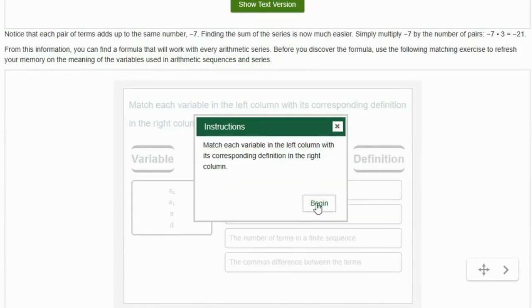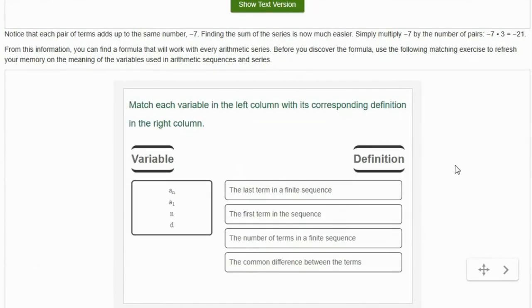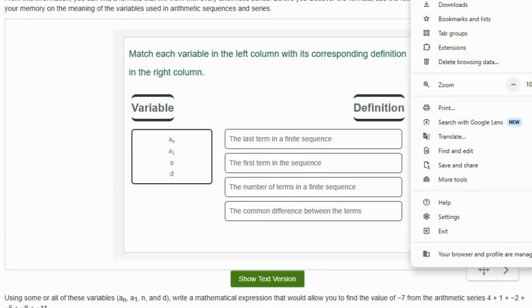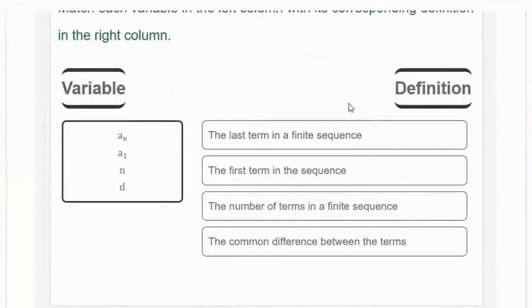Nice. All right, before we jump into this, I want to make sure we understand the definition of these terms again. That's not a bad thing for us to review. Let's see. A sub n. Is that the last term of a sequence, the first term in the sequence, the number of terms in a sequence, or the common difference? I'll tell you what, let's skip that one and come back to it. Let's get some of these others first.